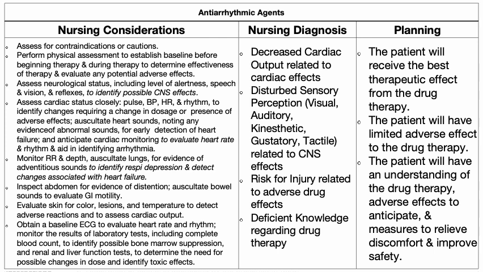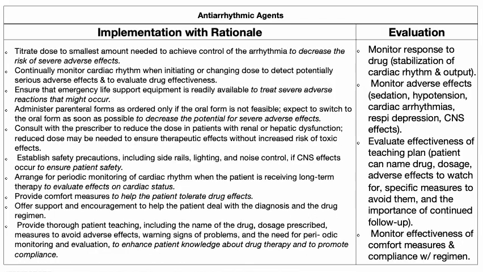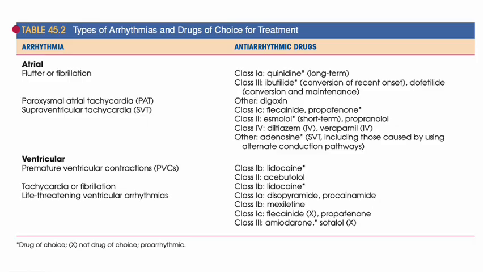And then the nursing considerations, diagnosis, and planning for antiarrhythmic agents. And then we also have implementation with rationale, and then the types of arrhythmias and drugs of choice for treatment. Kindly go over them closely when you grab a copy of your PLP.